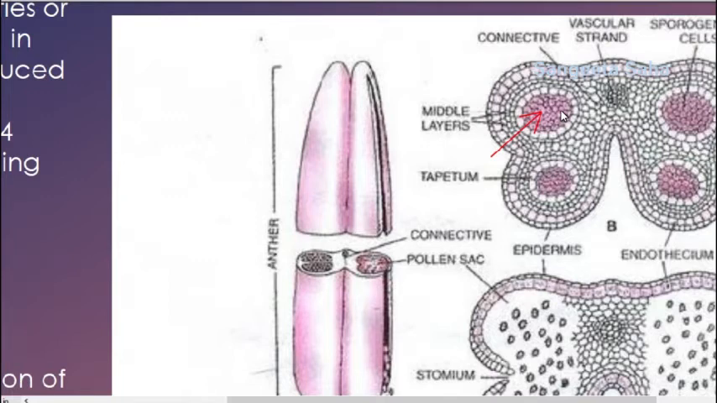All these microspores that are formed when the anther is getting mature will obviously not result in the formation of pollen grains. Some of the microspores will degenerate, and the ones which will ultimately result in the formation of pollen grains will become the mother cells, that is the microspore mother cells.